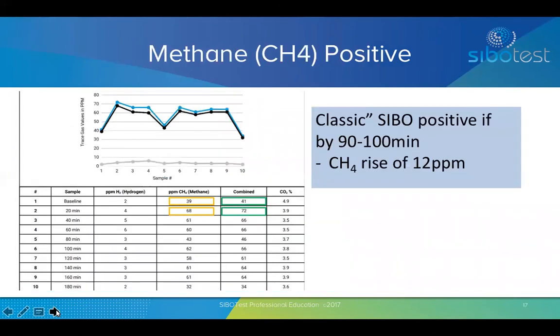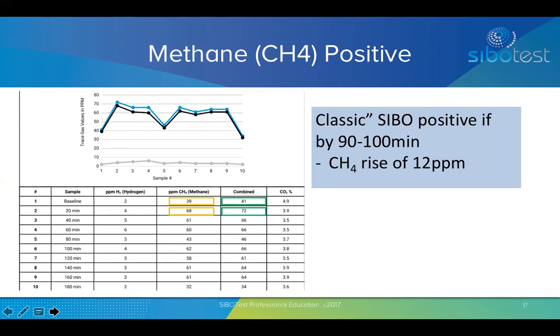This is a methane positive test. So classic SIBO positive if by 90 to 100 minutes you see a rise of methane of 12 parts per million. So here we have the hydrogen column, which is completely negative, and we see methane go from 39 baseline, and you will see that patients just have high baselines or have a high level of methane that stays high throughout the test. And so we see a rise of almost 30 by 20 minutes, which is tremendously positive. And also in the combined. So this is a SIBO positive for methane.